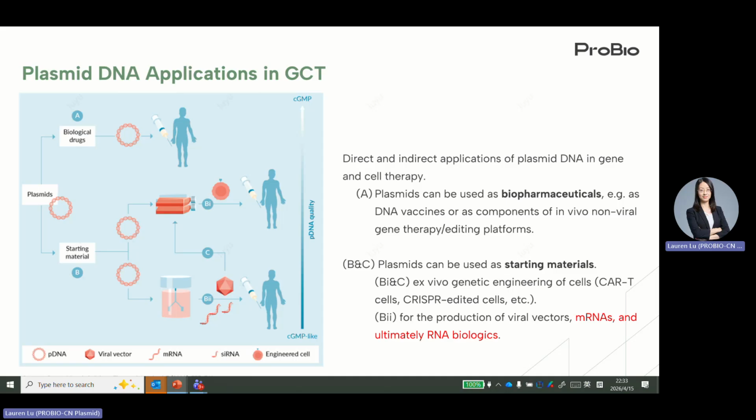And in the other case, plasmid is treated as starting material. This is a more widely used scenario, and plasmid can either be used for ex vivo genetic engineering of cells, or it can be used to manufacture the viral vectors and mRNA, which eventually turn into drug substance for biopharmaceutical use.